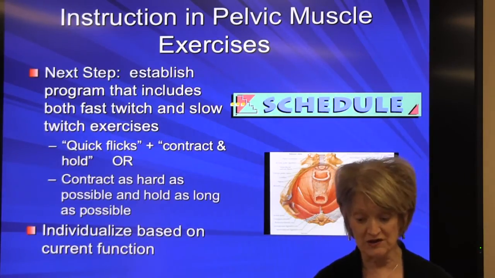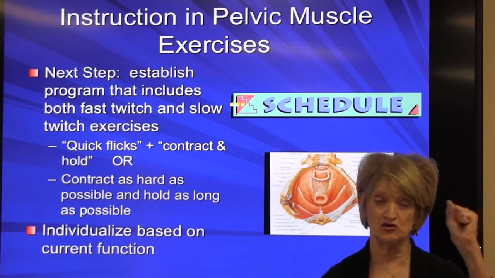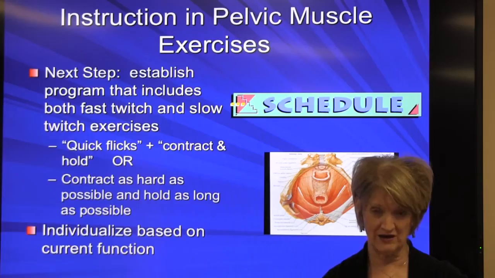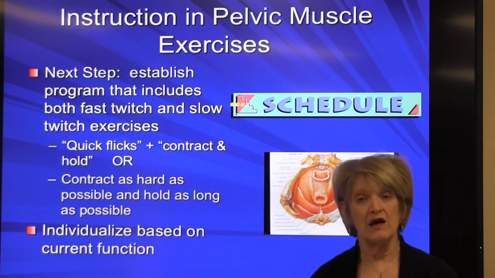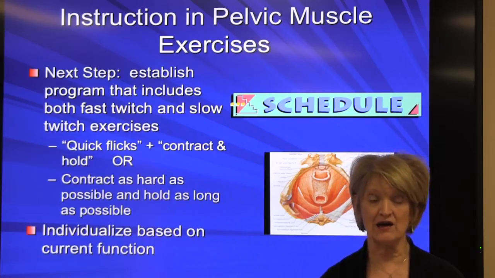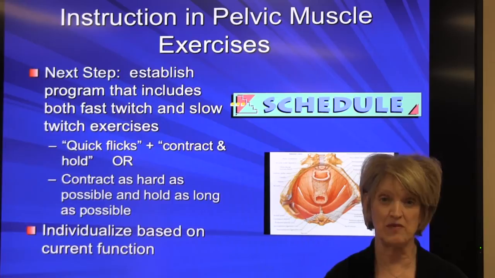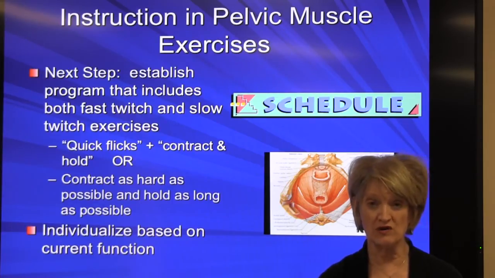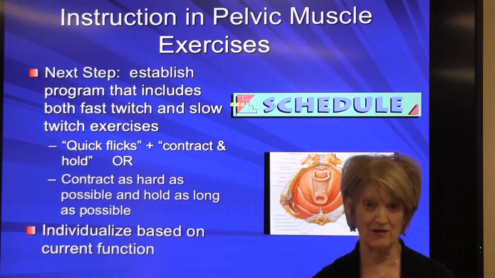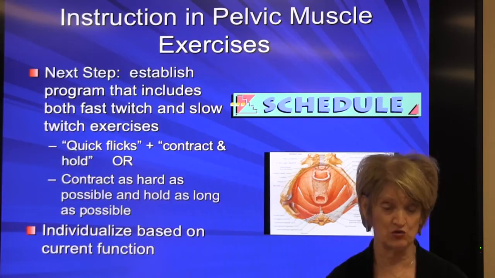The other approach that some clinicians use is to just tell the patient, I want you to contract as hard as you can, and I want you to hold it as long as you can. And their rationale is, when I contract as hard as I can, I'm engaging both my slow twitch and my fast twitch. When I'm holding it as long as I can, I'm relying on my slow twitch. Either approach seems to work.